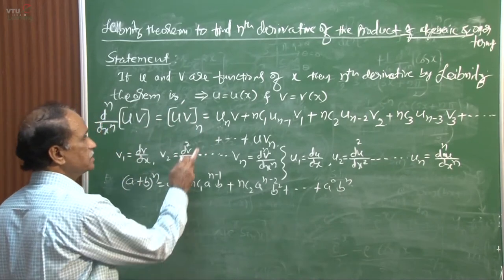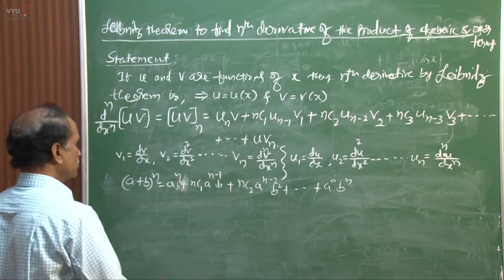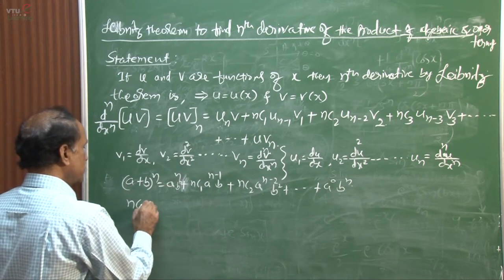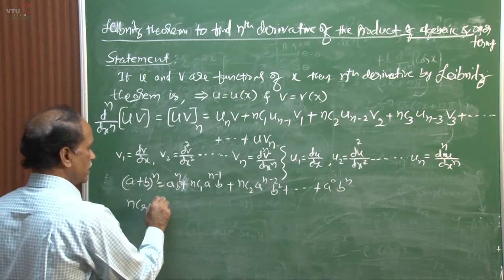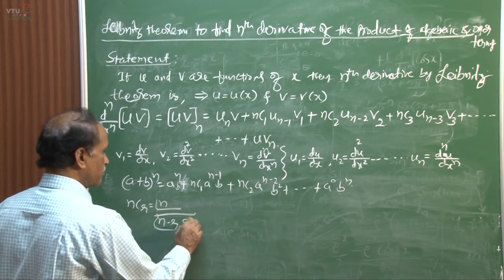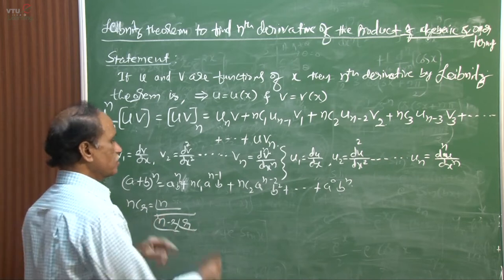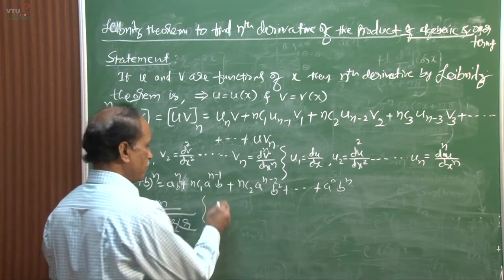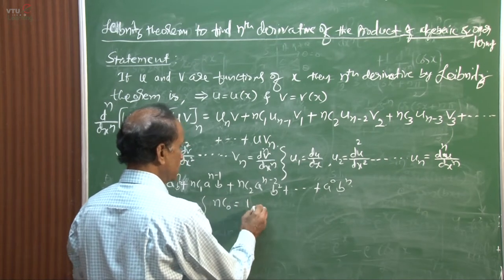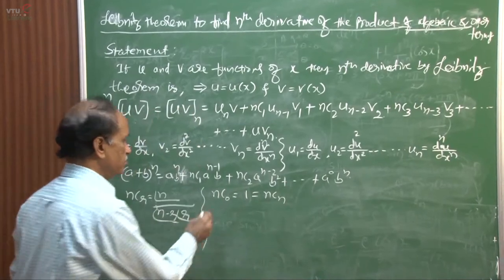Here binomial coefficients values you have to understand. So, what are the conditions of binomial coefficients? That means nCr is equal to n factorial divided by (n minus r) factorial multiplied by r factorial. According to this, we will define all the values. nC0 is equal to 1 is equal to nCn. You can prove from this.